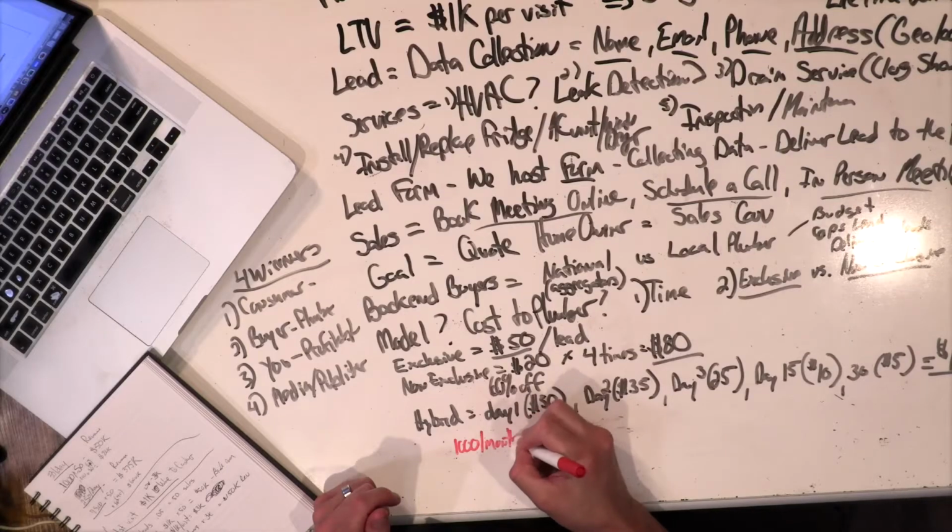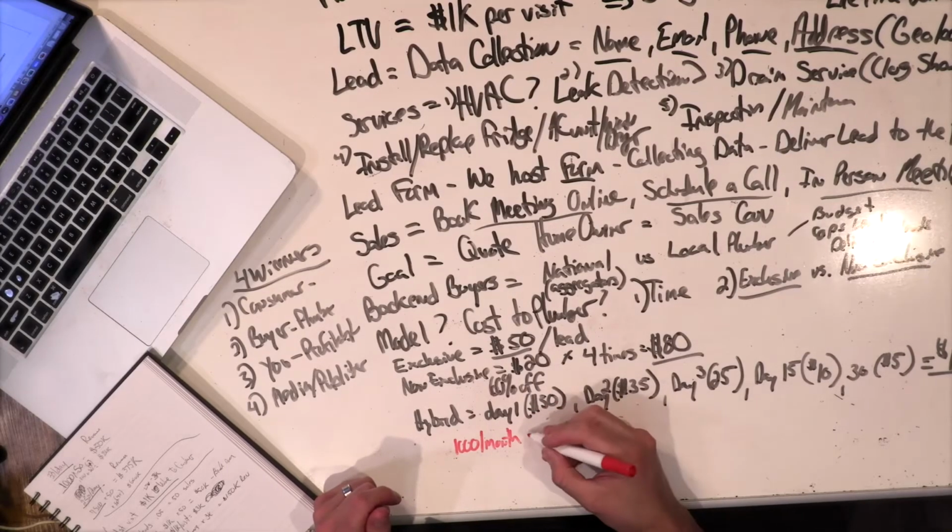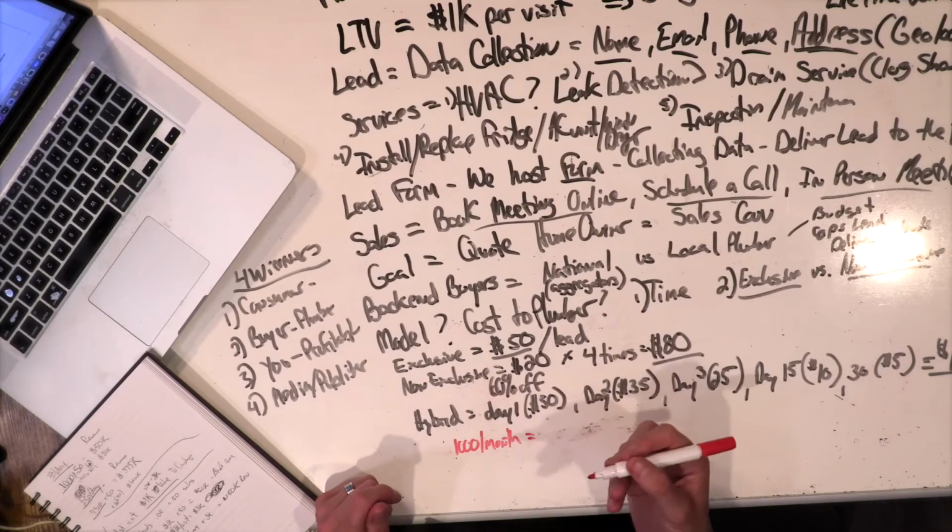But okay, so I put some math down on here just to kind of play around with it. I did it with two models. I'm not going to do it with this model right here. I'm going to do it with the less expensive leads, okay? So let's say that we go out and we generate 1,000 leads for the month. On a 30-day month, that's 33 leads per day. It's not a lot of leads, right?